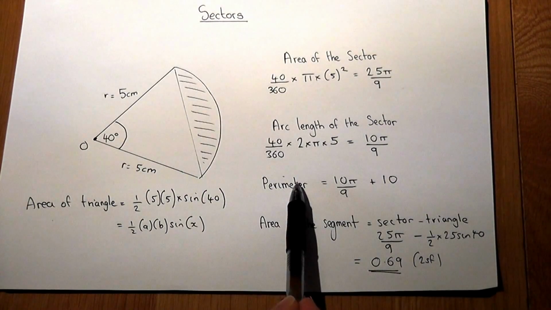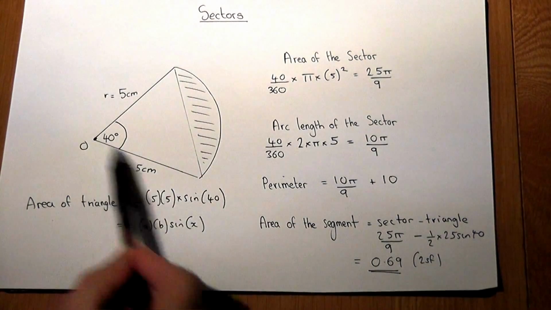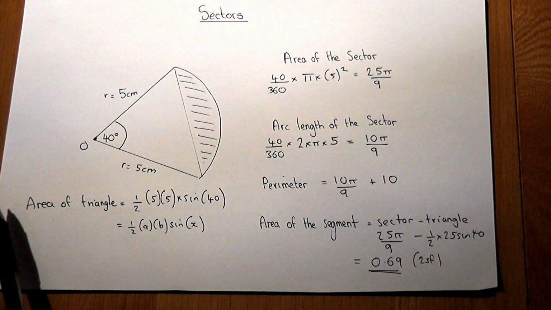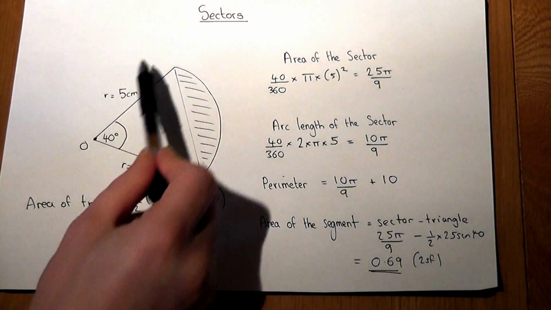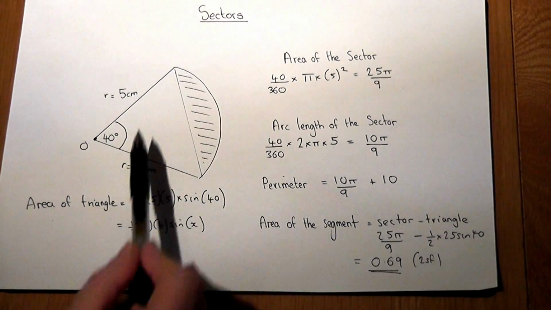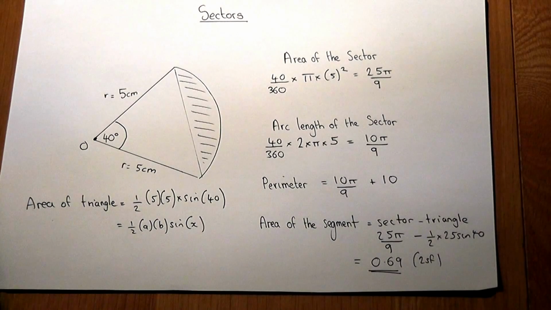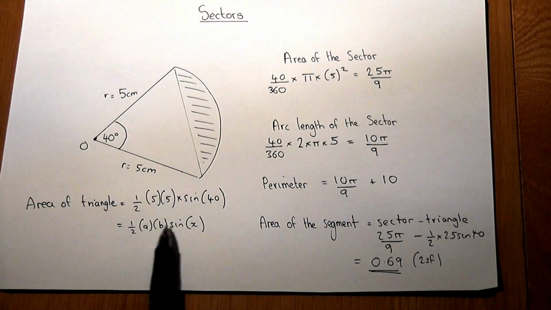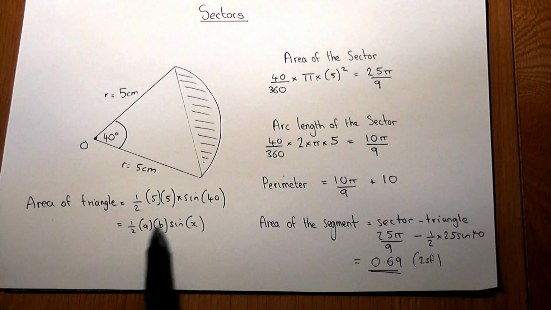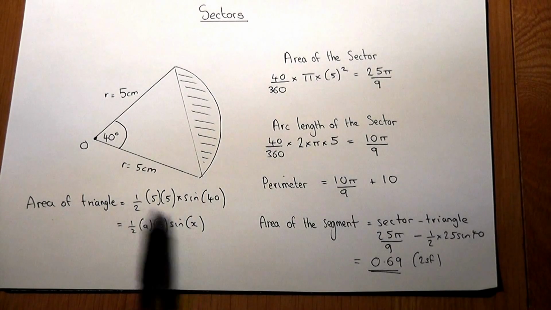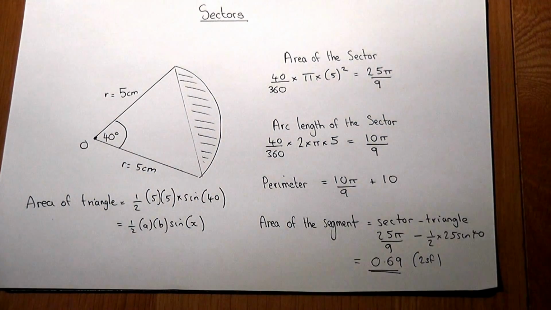We have a perimeter, which is the arc plus the 2 straight edges, and the segment, which is the entire sector, take away the triangle part contained within it. And again, the triangle, we have this half AB sine x formula, where A and B are the 2 sides, and x is the angle contained within the 2 sides.